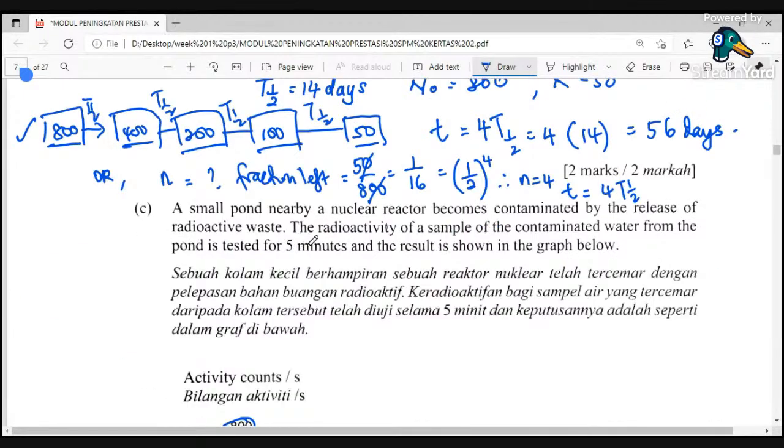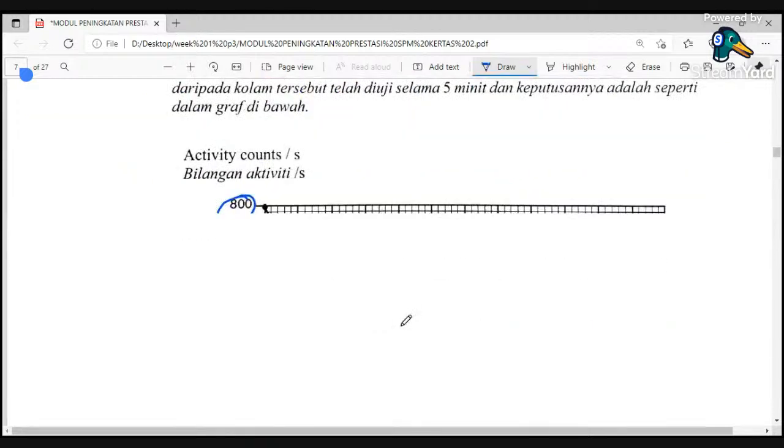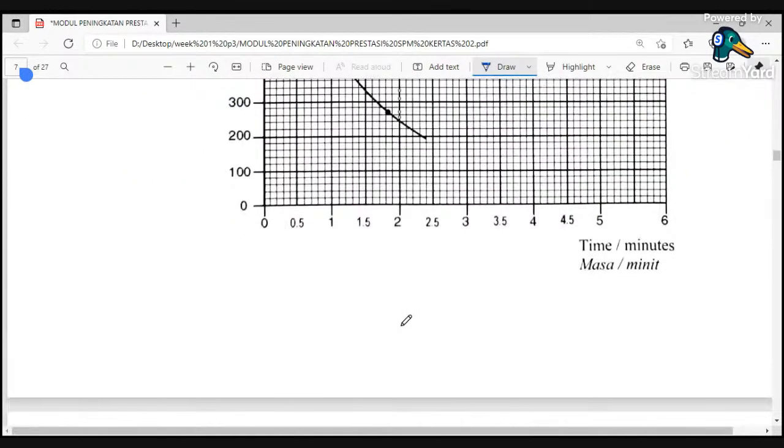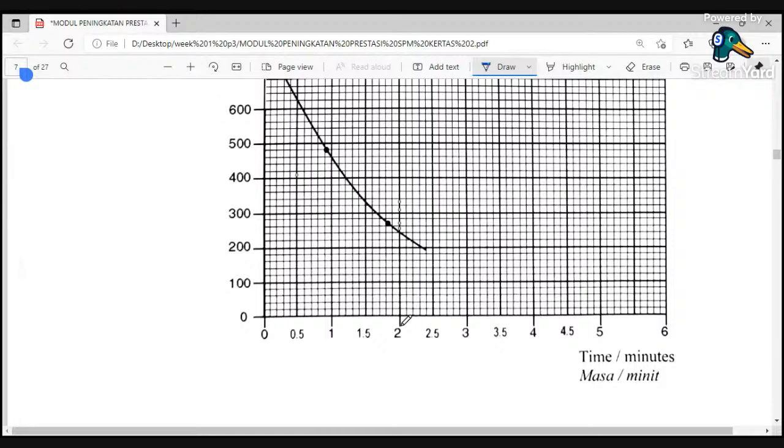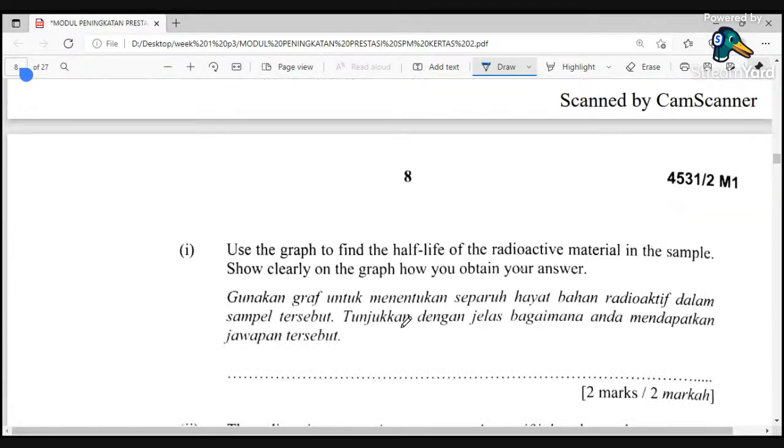Okay, this one is what? I think it's different already. Okay, 5 minutes. Tested for 5 minutes. Use the graph to find the half-life of the radioactive material. This one is a different part, so we don't refer to the phosphorus already. This one is another material. Okay, half-life based on the graph.